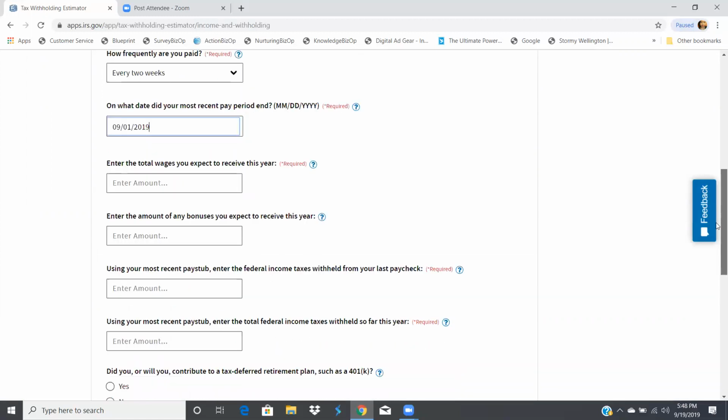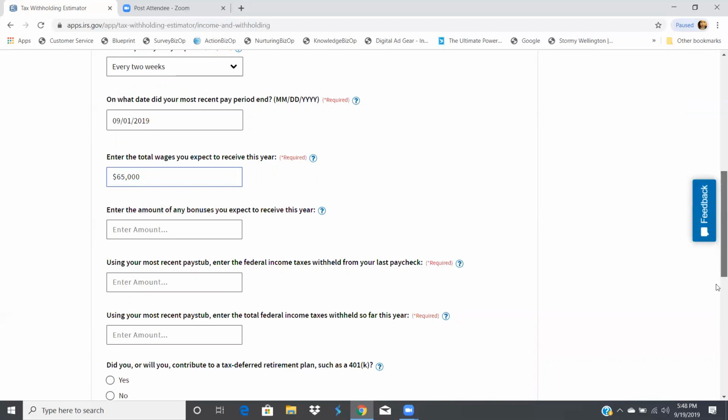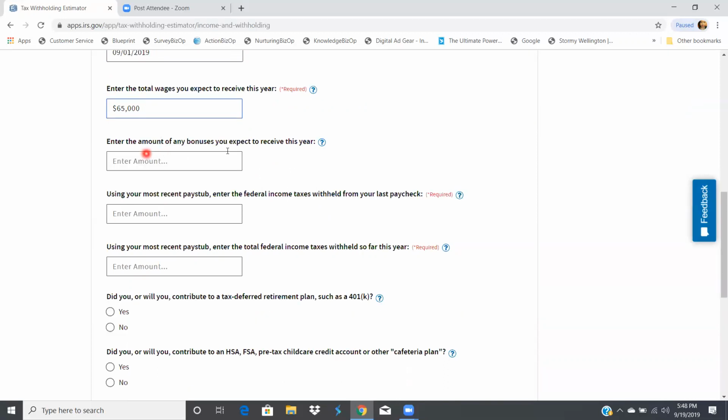Then it asks me, enter the total wages that I expect to receive this year. So how much do you make a year? In this case, I said $65,000. The next question, enter any bonuses. So if you receive a bonus every year from your company, you could put that here.